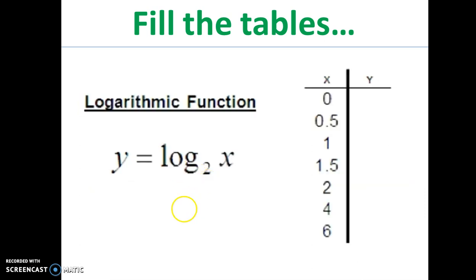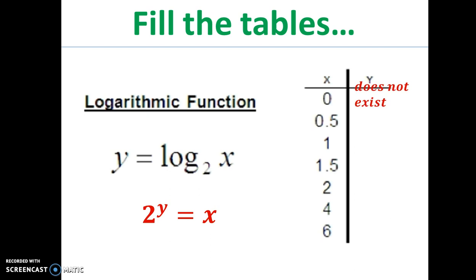Let's do the same thing with a logarithmic function of base 2. So first number we're going to put in there is 0. And don't forget logs, right? When you change them to exponential form, this one would change into 2 to the y equals x. So in other words, if you put 0 in for x, you're thinking 2 to some power equals 0, right? So how can you get 2 to some power to be 0?